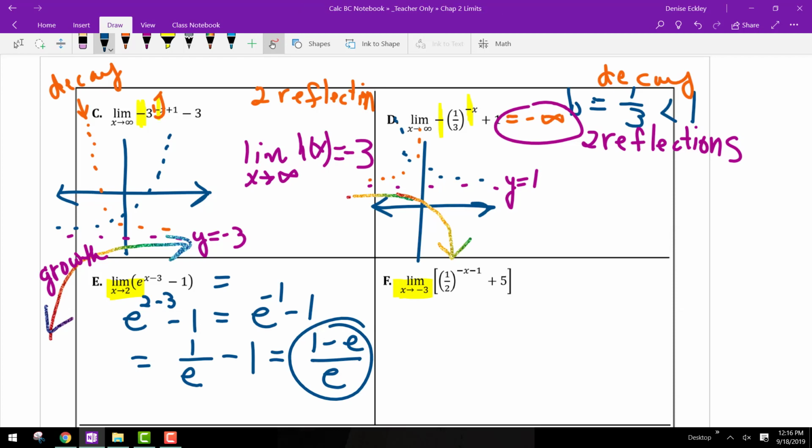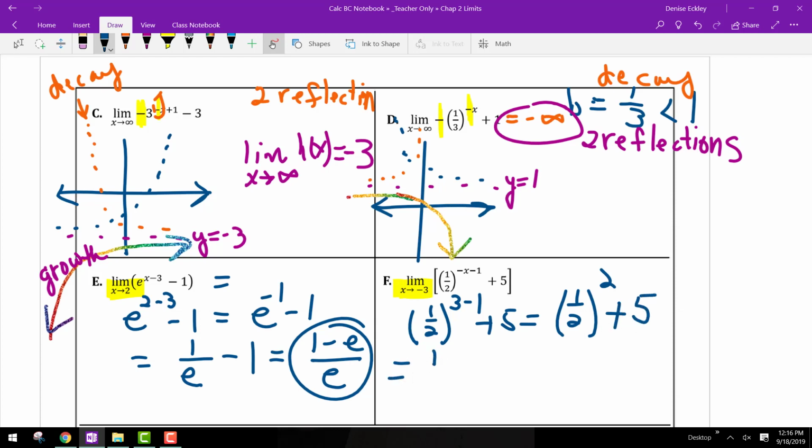And same thing for the next one. I can substitute -3 in. And so I get 1/2 to the 3 minus 1 because I have the double negative there. So I get 1/2 squared plus 5. So I get 1/4 plus 5. And when I make that a single fraction, I get 21/4.